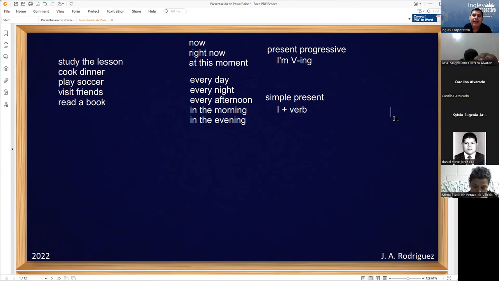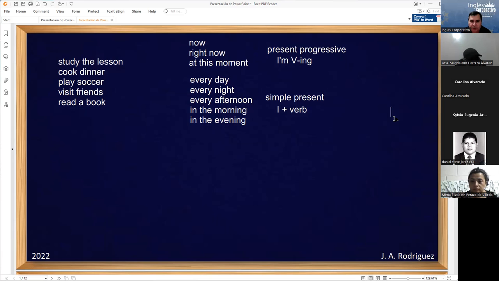Cook dinner every night. What do we say? I cook dinner every night. Exactly, I cook dinner every night. Visit friends right now. I'm visiting friends right now. Al fin entendí la diferencia. Qué emoción. Okay. Yes. Me ha servido más así la aclaración por parte.